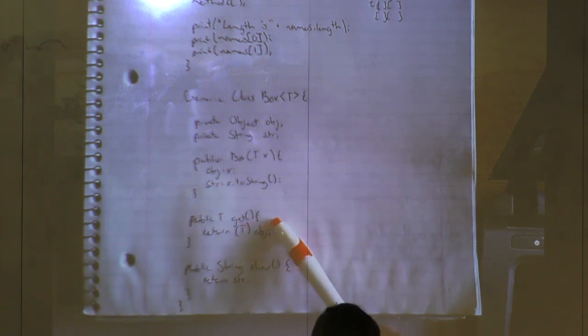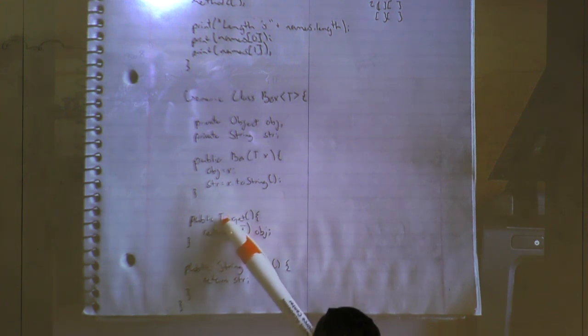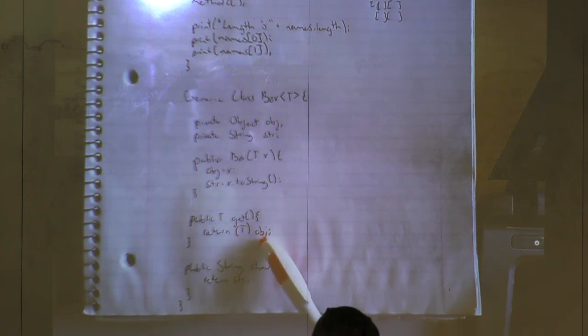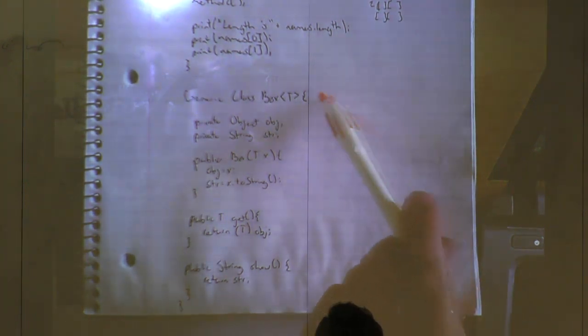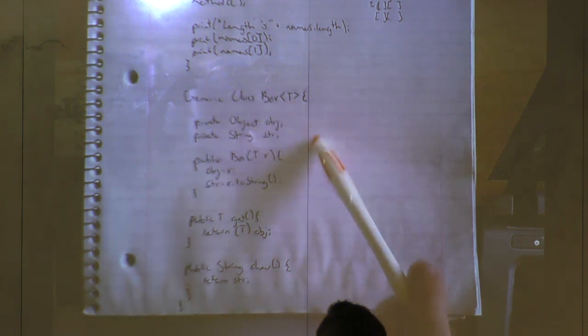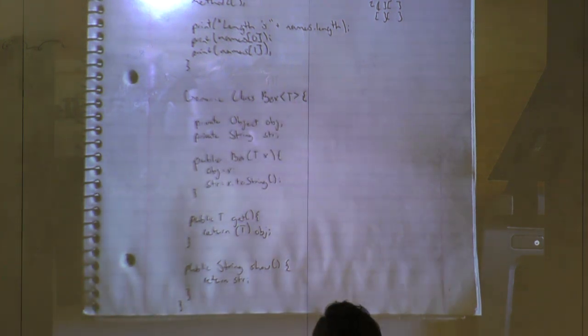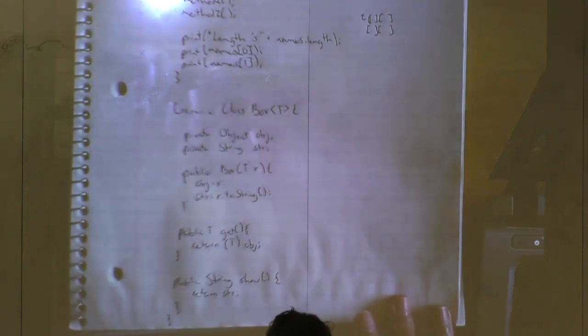And then we have this get method that returns type T and just returns the object as type T. And then we have show, which just returns the string for probably printing purposes. Right, so the whole point of this thing is that the class itself is of generic type T, so that anytime you instantiate the class, you choose what its type is, and then everything in the class will work properly because you've made the type generic.